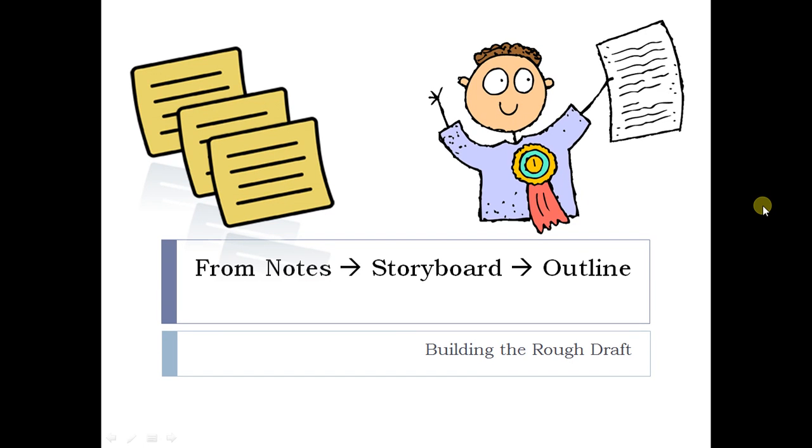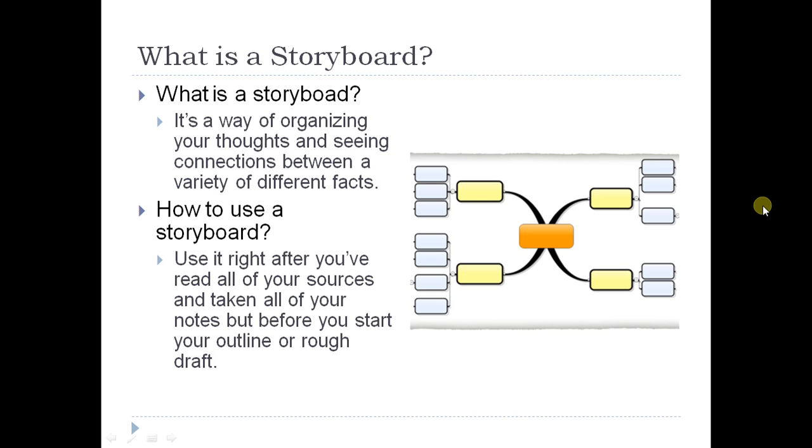So today in this video, I'm going to go over how to do a storyboard. Basically, a storyboard is a way of organizing your thoughts and seeing connections between a variety of different facts or opinions or ideas. Over on the right is an image of what a storyboard would look like.